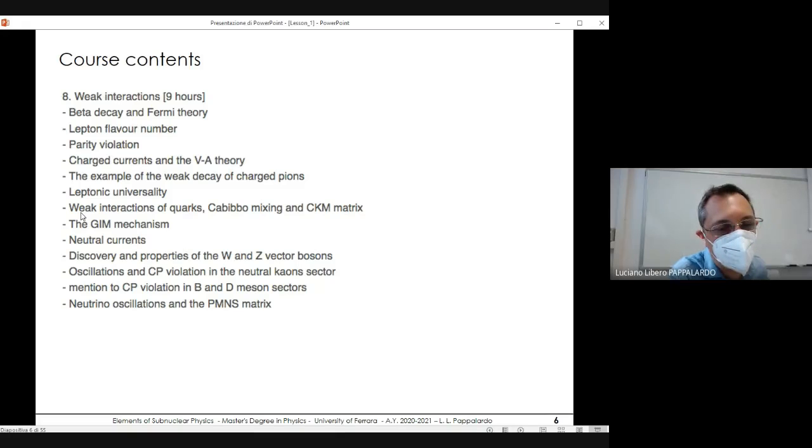We will discuss from the experimental point of view how the weak bosons, the W and the Z, have been discovered. Then we will have a chapter about CP violation and oscillation of the neutral mesons. And finally, a chapter on the phenomenology of neutrino oscillation and the PMNS matrix.